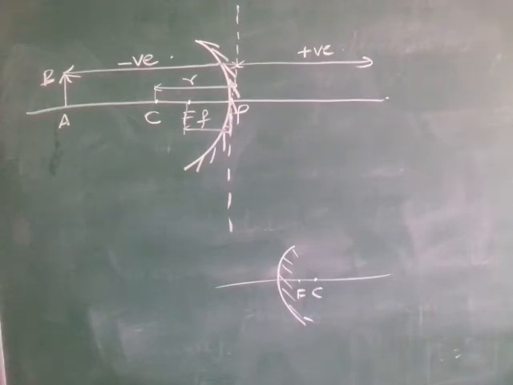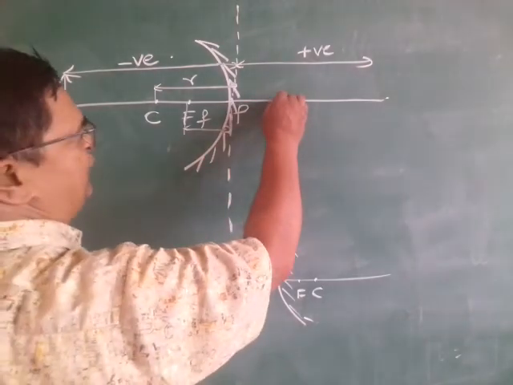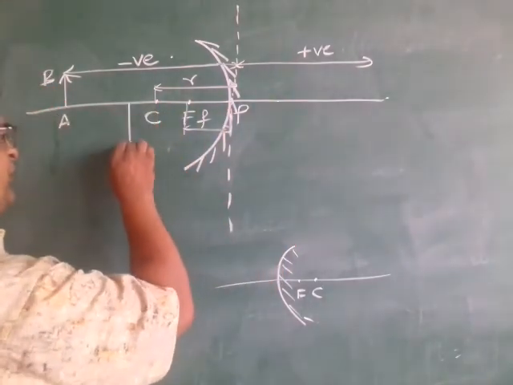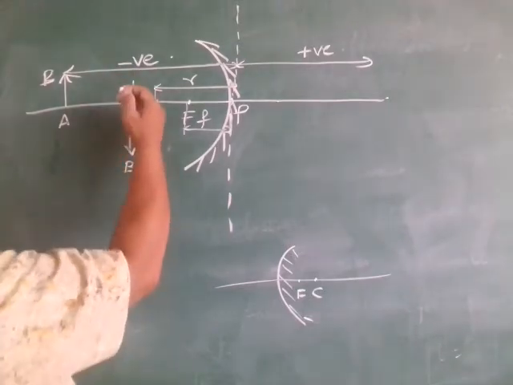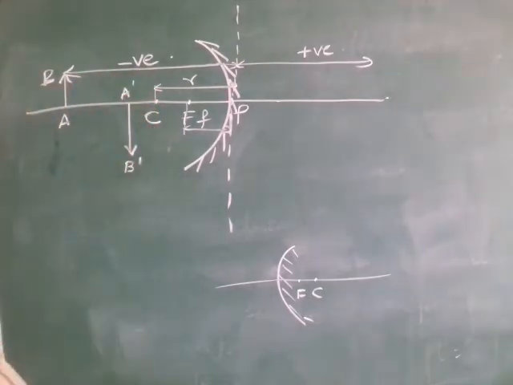And the next one: the heights above the principal axis are taken positive, and those below the principal axis are taken negative. The image may be formed below the principal axis, suppose the image is formed here. So these are the sign conventions.